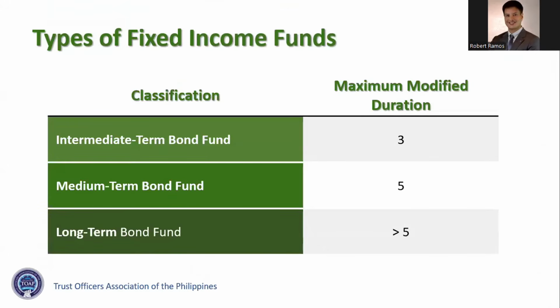So what are the types of fixed income funds? Well, for intermediate term bond funds, you have a maximum modified duration of 3. For medium term bond funds, you have a maximum modified duration of 5. Whereas for long-term bond funds, it is greater than 5. So with regard to risk, the long-term bond funds would have higher risk since they are investing in securities that have a weighted average maximum modified duration of greater than 5. Medium-term bond funds, again, the maximum is 5, and intermediate-term bond funds have a maximum modified duration of 3. And among the three they are the least risky.